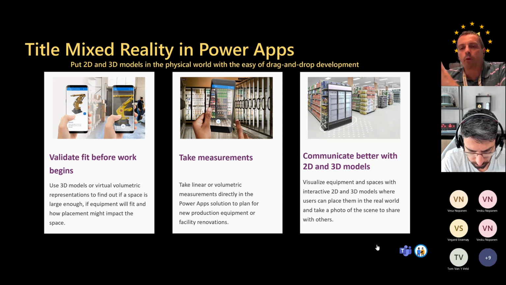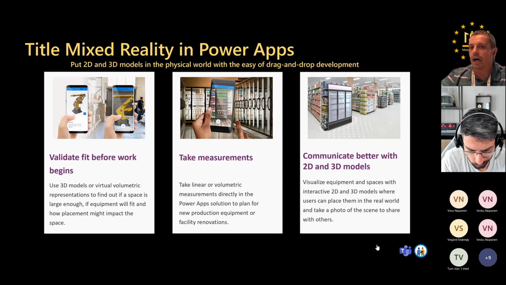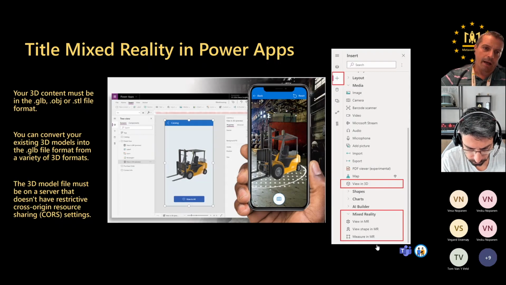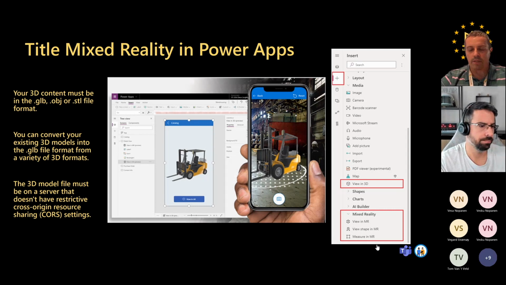You can put your three-dimensional model in your app, but if you don't have a three-dimensional model, no problem. You can use, for example, a classic JPEG image. Then you can put your two-dimensional image in your application. It's fantastic. But how do you enable mixed reality features within Power Apps?